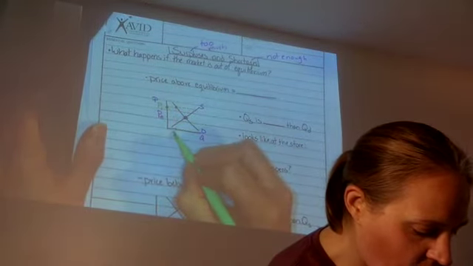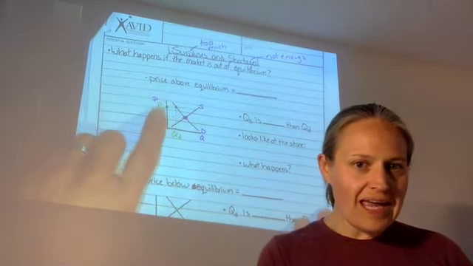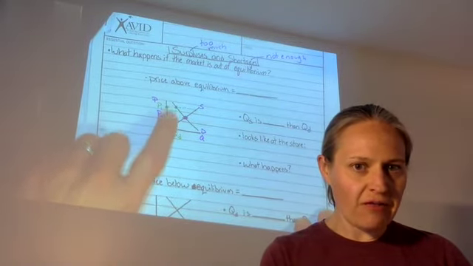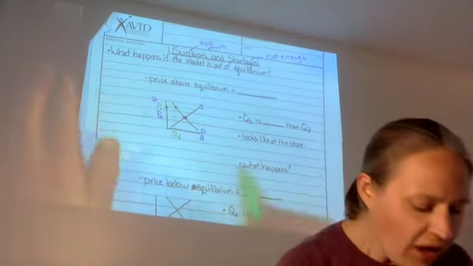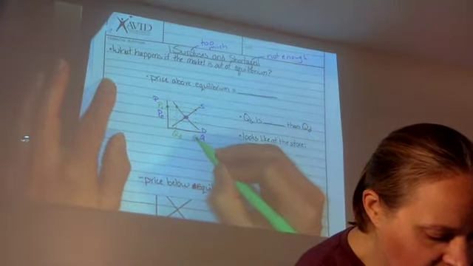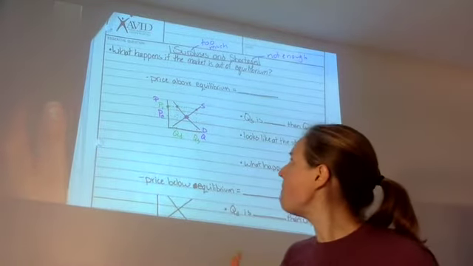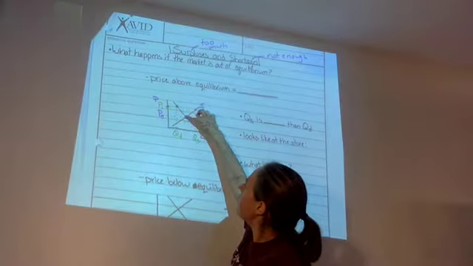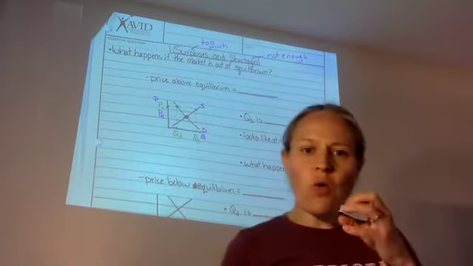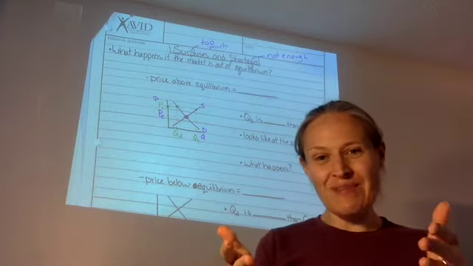And we're going to label that quantity demanded. Because if you look, it hits the demand curve, and then we go down. Well, it also hits the supply curve over here. So that is going to be our quantity supplied. So if the price is above the equilibrium point, that means that quantity demanded does not equal quantity supplied.